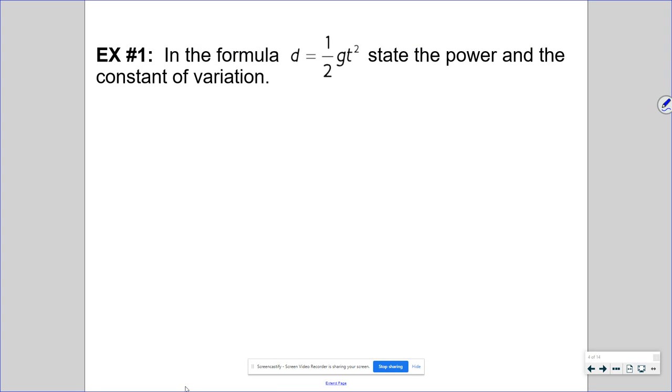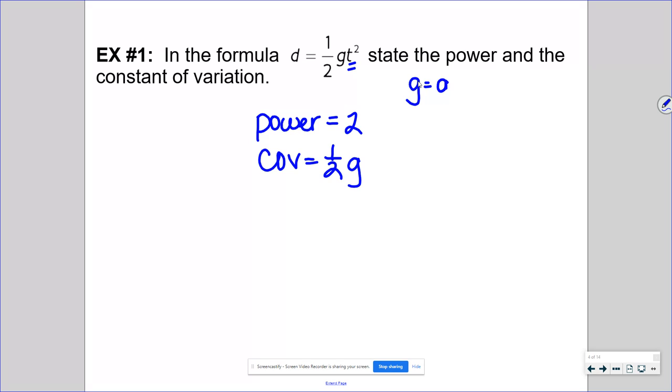Example 1, in the formula, state the power and the constant of variation. So just one more. The power is going to be whatever's tied to your variable, in this case t, so power is 2. And your constant of variation is going to be 1/2 and g. And it's not stated very clearly, but g is equal to the gravitational pull. And hopefully you remember from science that gravitational pull is the same no matter how big or small the object is.